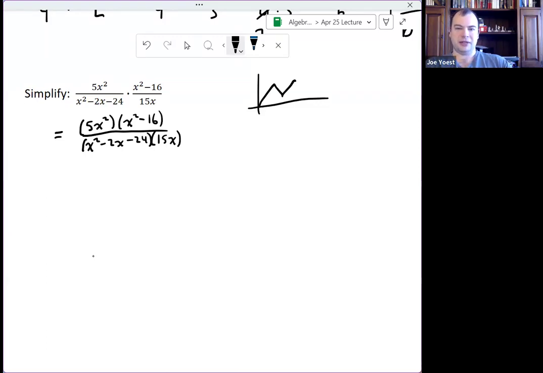I'm going to have to end up factoring this x squared minus 16 and this x squared minus 2x minus 24. But I also might notice that I currently have some common factors that I can pretty easily see and pretty easily divide out. I see I have a factor of 5 on top, and my 15 is 5 times 3. So the 5 on top divides out the 5 from the 15, leaving me with 3. And I have a factor of x on the bottom that divides out one of the factors of x on the top.